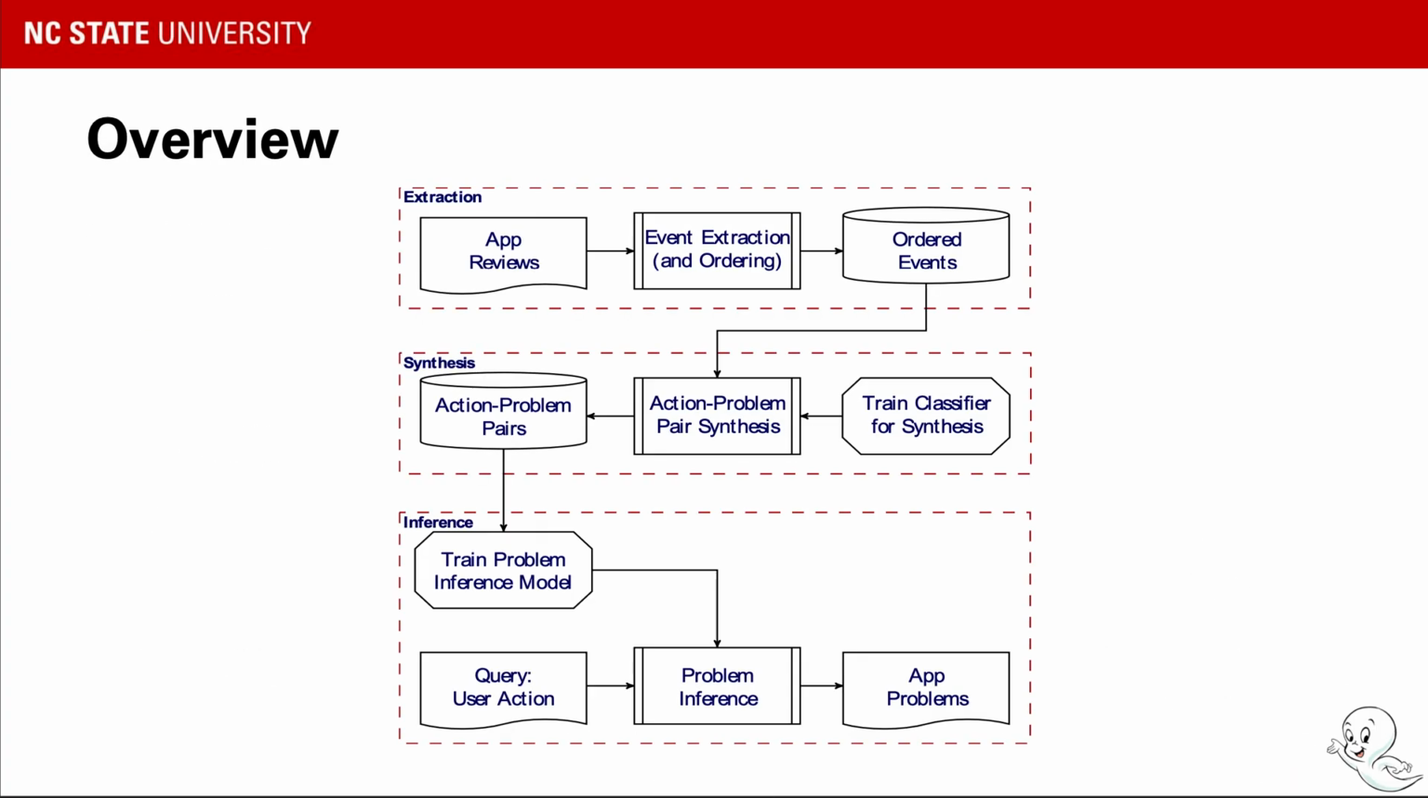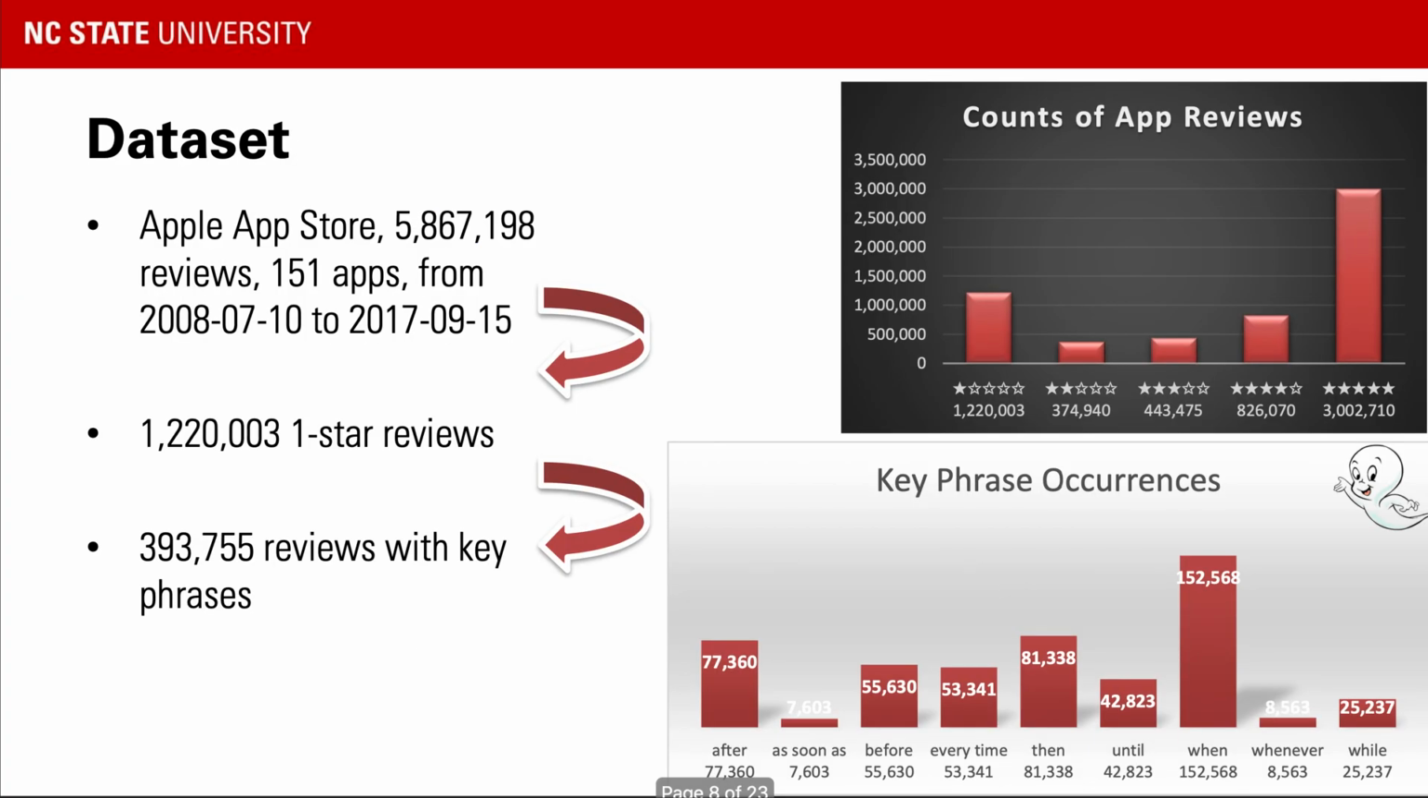Our framework Caspar includes three parts: extraction, synthesis, and inference. We target negative reviews, specifically one-star reviews, from the Apple App Store, since they are most likely to contain app problem stories. To make sure that the reviews are talking about temporally sequential events, we restrict that the targeted reviews must contain key phrases that indicate temporal relations, such as "before" and "after." About 400,000 reviews were used.